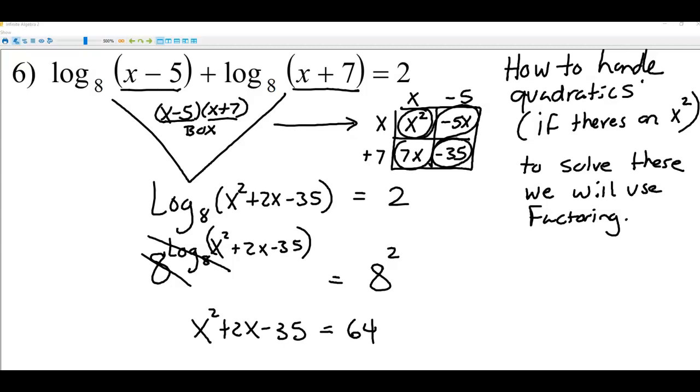Now, with quadratics, at this point, we need it to equal 0. When it comes to quadratics, they have to be equal to 0 to solve them. So I don't like that 64 over there. I want this thing to equal 0. So what can I do to make this equal 0?